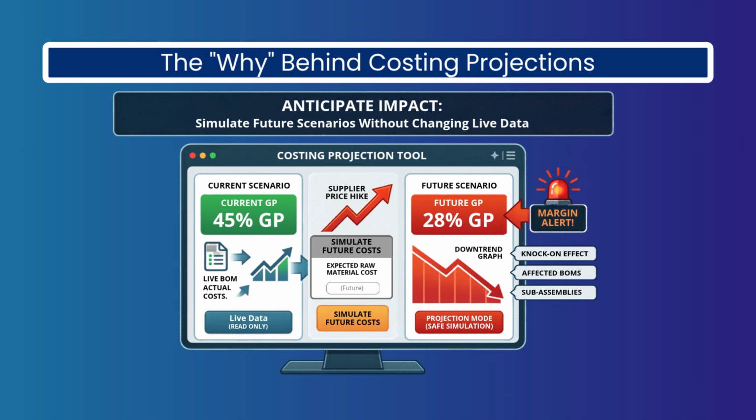Before we dive into the steps, let's talk about why this tool is so useful for your production floor. As a manufacturer, your raw material costs are constantly shifting. If a supplier announces a price hike for next month, you need to know exactly how that affects your bottom line today. The costing projection tool allows you to simulate these future scenarios without changing your live data. By plugging in expected costs, you can see the knock-on effect across all your bill of materials and sub-assemblies, helping you adjust your selling costs and maintain your margins before the first invoice even arrives.